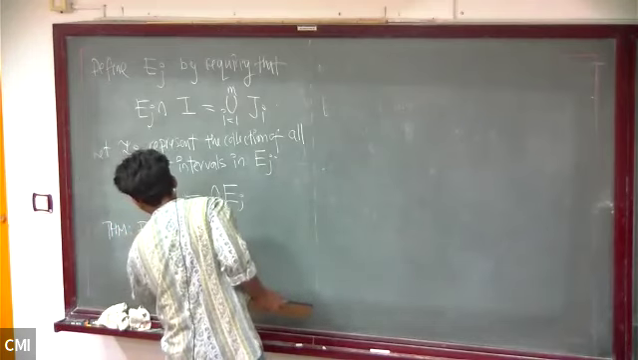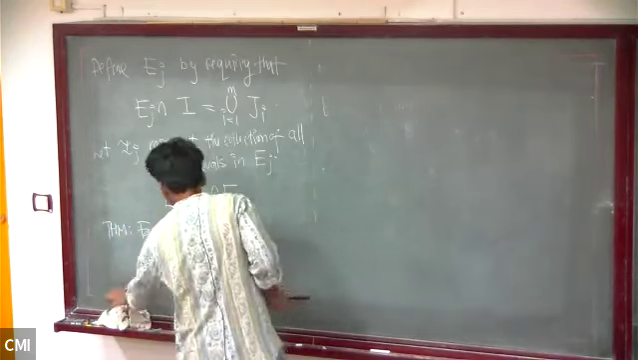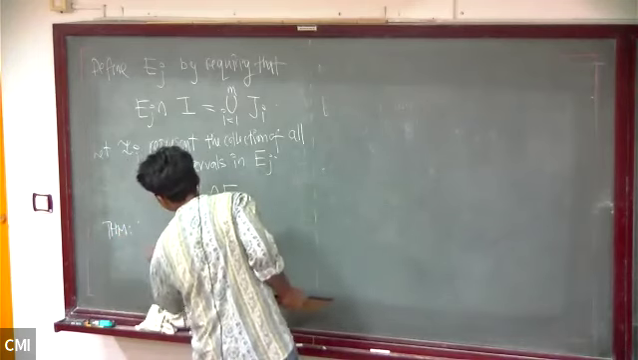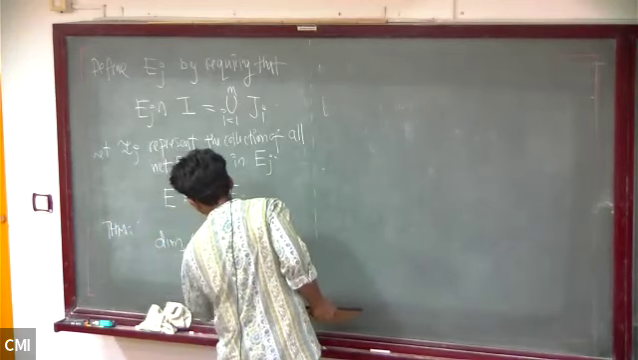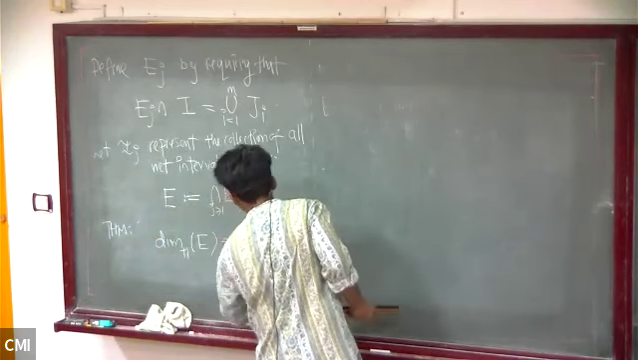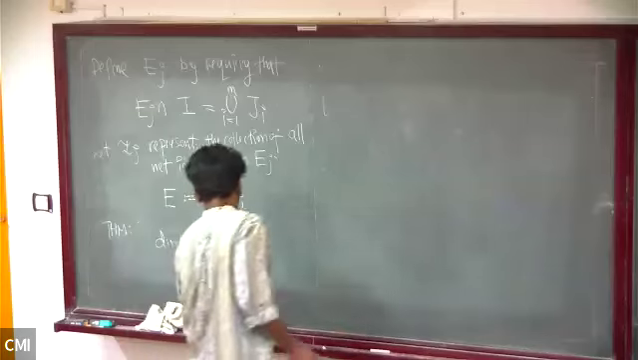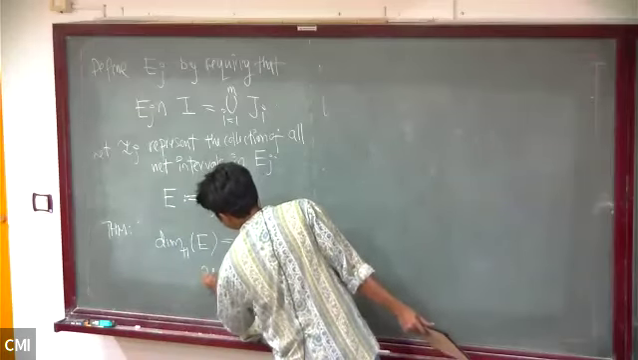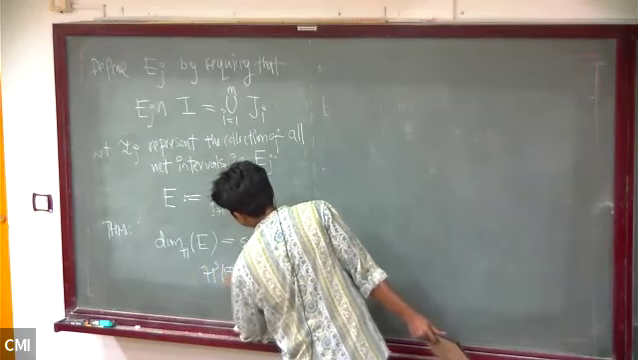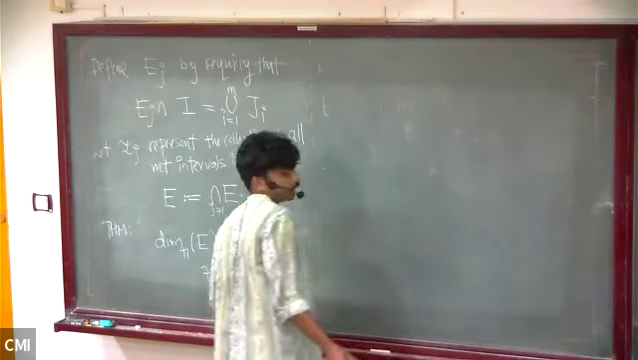So the theorem is that for the set that we have just constructed, its Hausdorff dimension is S. And the S-dimensional Hausdorff measure of E is actually equal to 1.